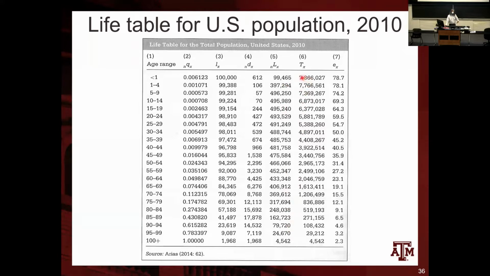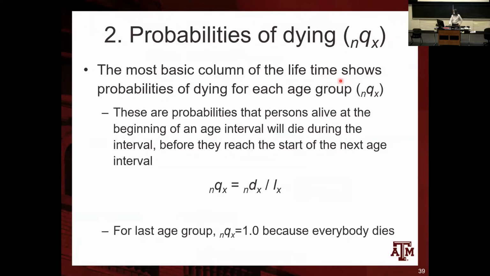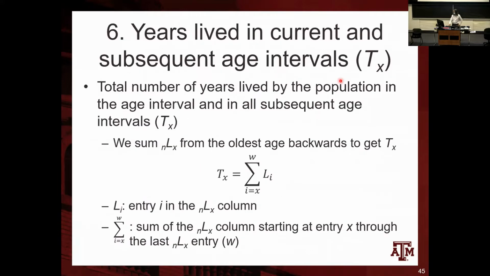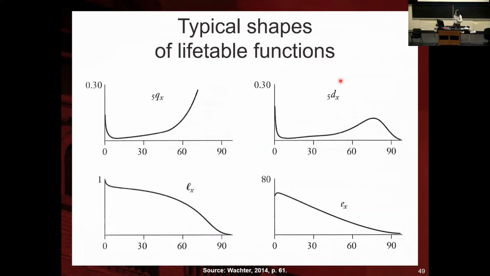And then when we get this total number of person years lived by a specific age group until older ages and divided by the population that was alive at the beginning of that age group, we have life expectancy at birth, right? So I went in detail with you in the previous class, explaining each one of these terms in the life table. And then we stopped here in this graph that pretty much just shows the typical shapes of the life table functions.